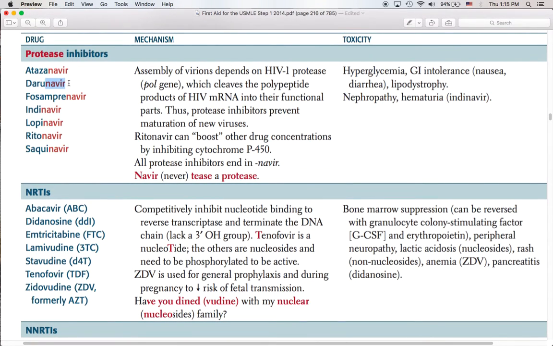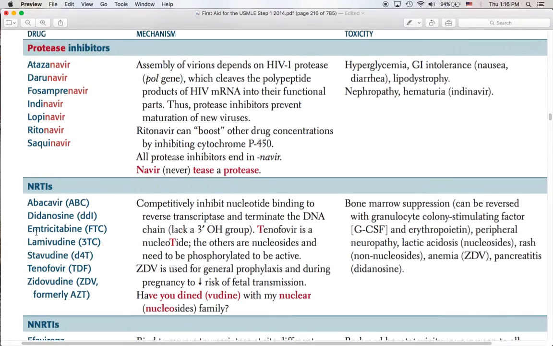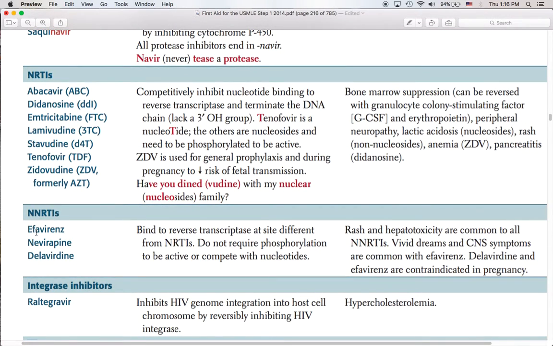Remember, nevirapine is not a protease inhibitor, and since it has the word never in it, think of it as inhibiting P450. And the other ones like integrase, it has the word tegra in it, so it integrates. Fusion and Enfuvirtide. Maraviroc, you kind of just have to remember, but Enfuvirtide sounds like fusion. But let's go over the NRTIs and the NNRTIs.